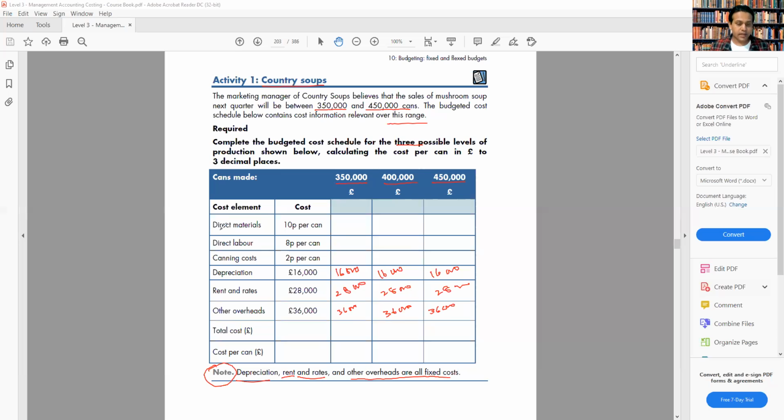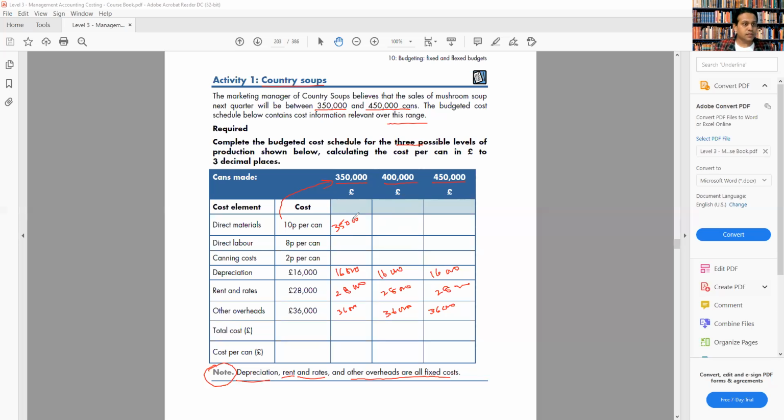So these are all variable costs. The first one is direct material. How much will the direct material be for 350? All we need to do is multiply, isn't it? 10p per can. So for 350,000 cans, how much will the direct material be? Then we multiply with 400, then 450. That is quite easy. So the first one will be 35,000.